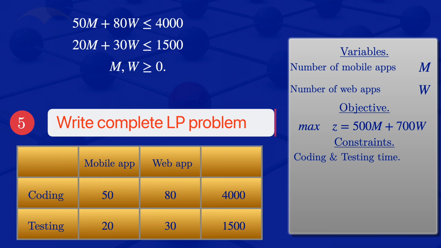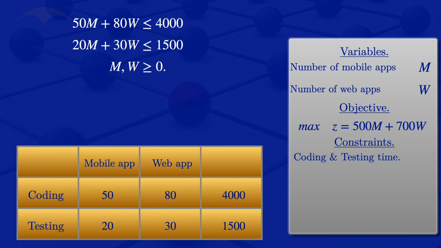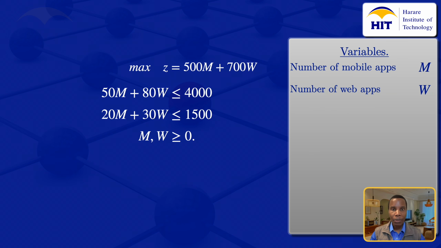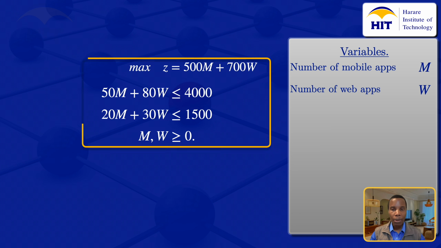So we now go on and write our complete linear programming problem. For the complete linear programming problem, we are combining the constraints and this objective function here. So our linear programming problem there is: maximize Z, which is equal to 500M plus 700W, subject to the constraints 50M plus 80W less than or equal to 4,000, 20M plus 30W less than or equal to 1,500, M and W greater than or equal to 0. So this is our linear programming problem. So that's our solution there.